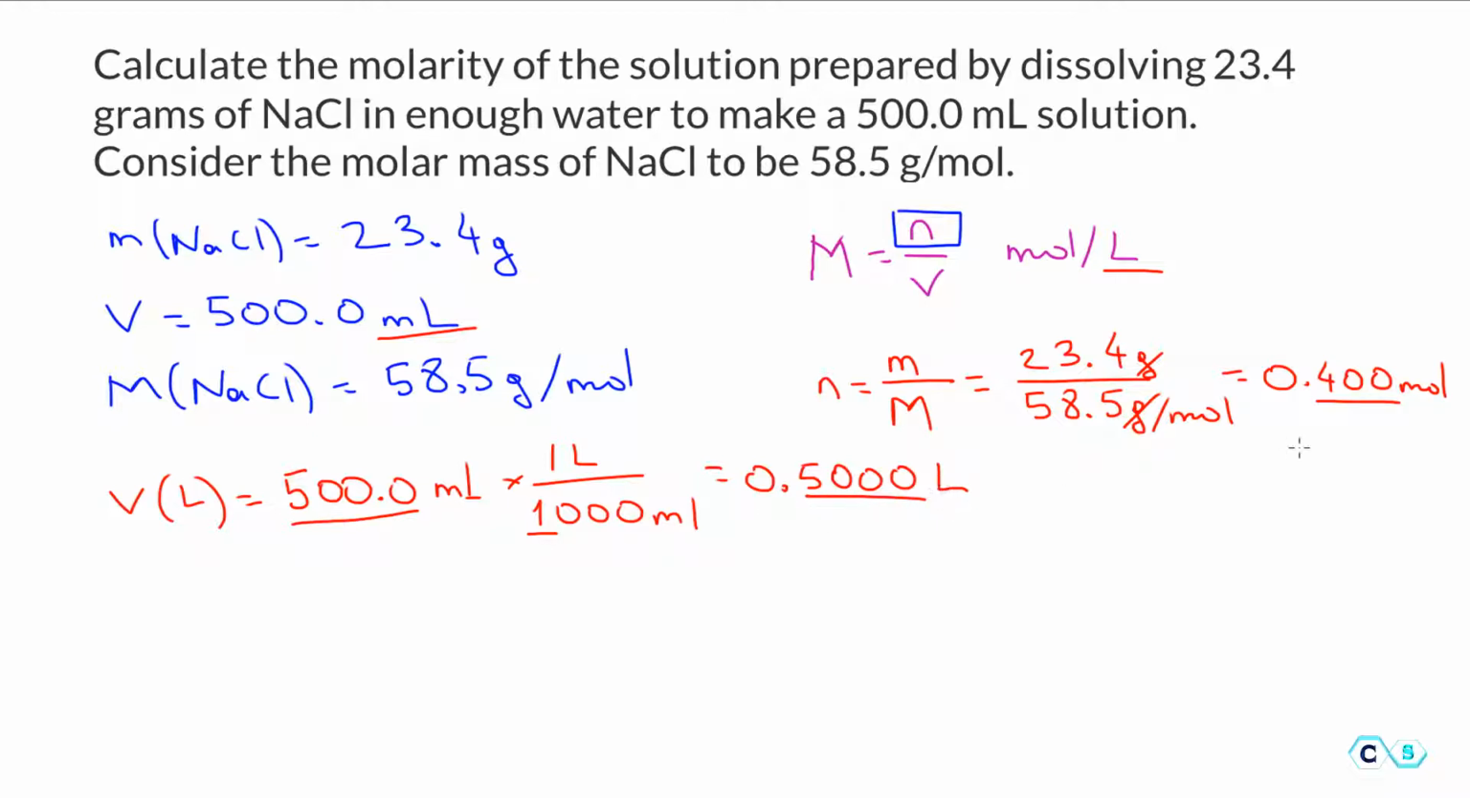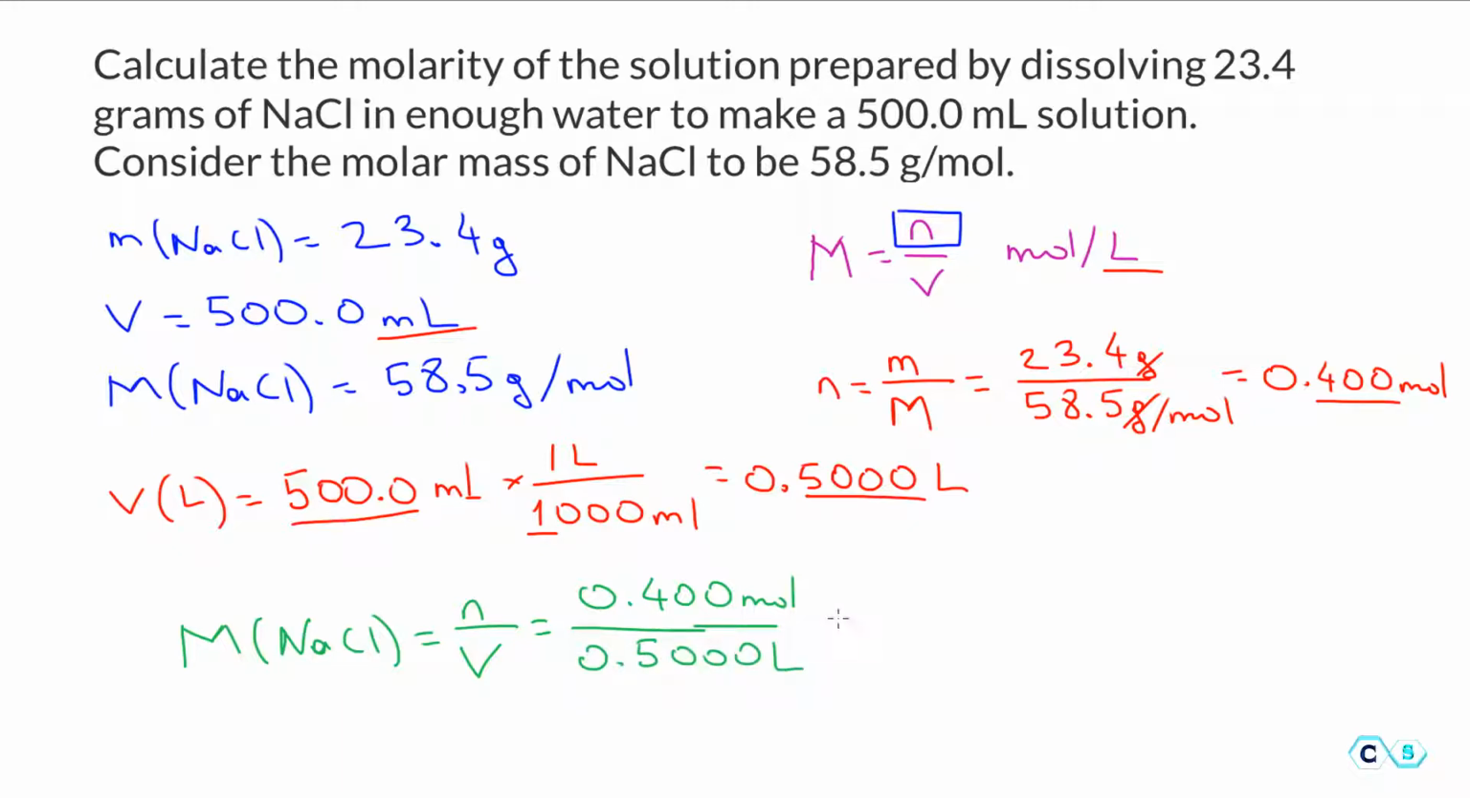Now we have the volume, we have the moles, so the last step here is just to divide these two numbers. Okay, so the concentration, molarity of sodium chloride is equal to, again, moles over volume. So this is equal to 0.400 moles divided by 0.5 liters. And so this is equal to 0.800 moles per liter, and this is the concentration of sodium chloride.